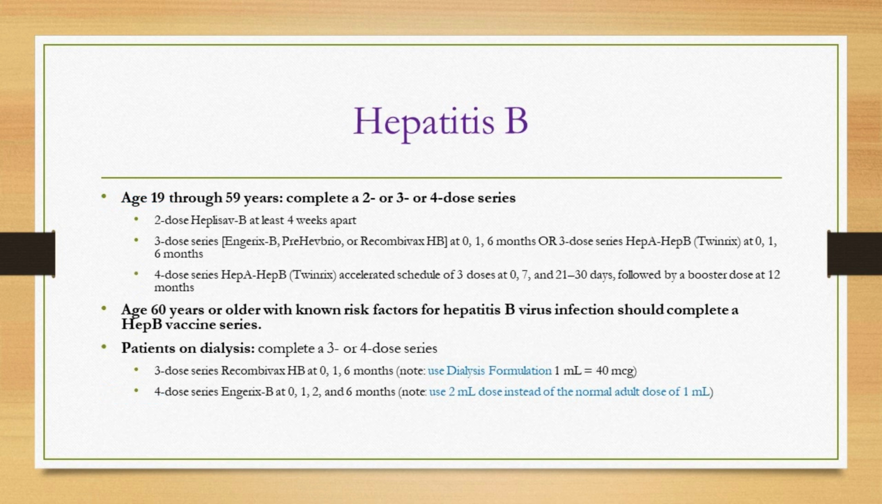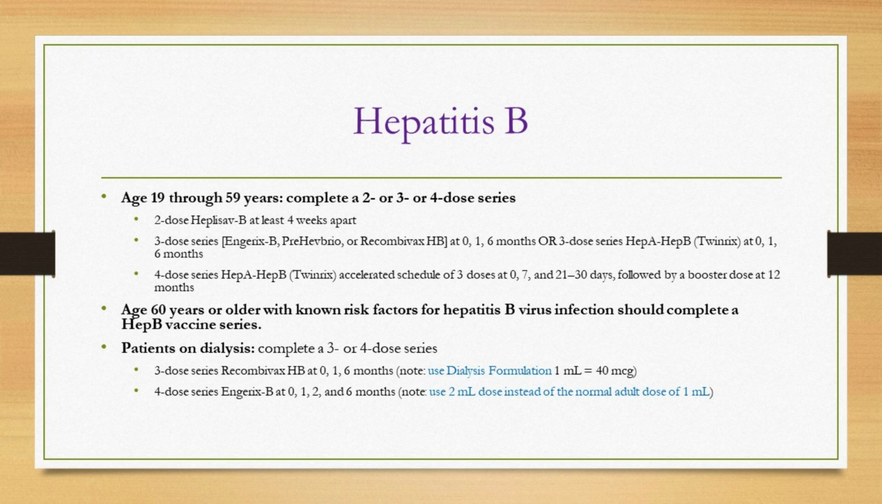Coming to the hepatitis B virus vaccine, for persons of age 19 through 59 years we will give them a complete 2, 3 or 4 dose series of vaccine, the 2 dose being Heplisav-B at least 4 weeks apart, the 3 dose series being Engerix-B, PreHevbrio or Recombivax HB at 0, 1 and 6 months, or a 3 dose series of Hep A, Hep B, that is Twinrix at 0, 1 and 6 months, or a 4 dose series, that is Twinrix accelerated schedule of 3 doses at 0, 7 and 21 to 30 days, followed by a booster dose at 12 months.